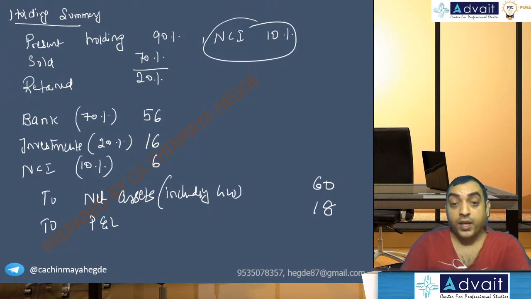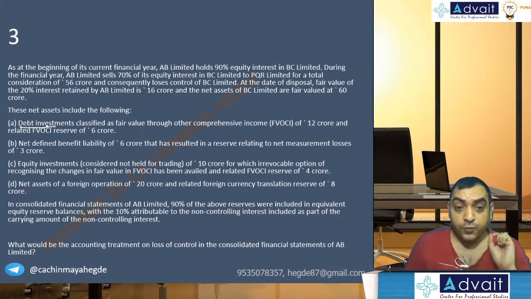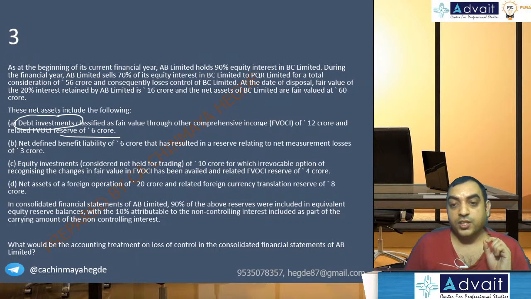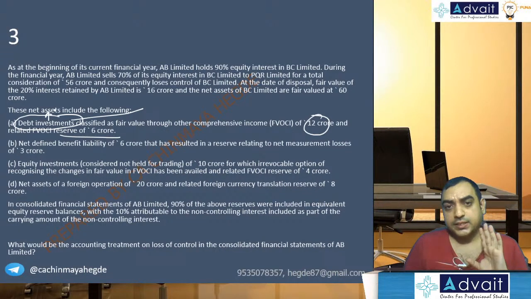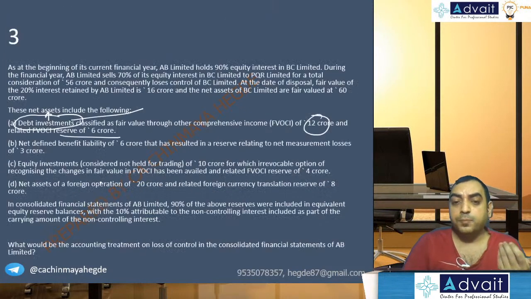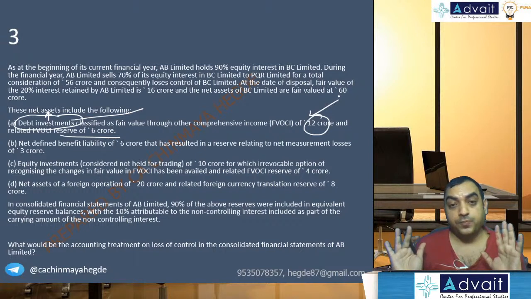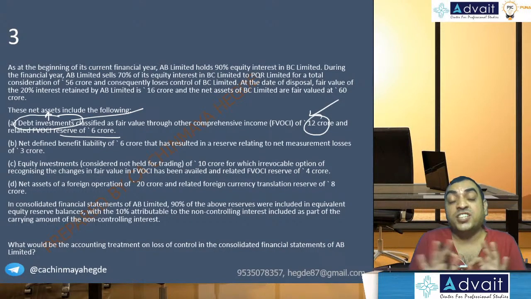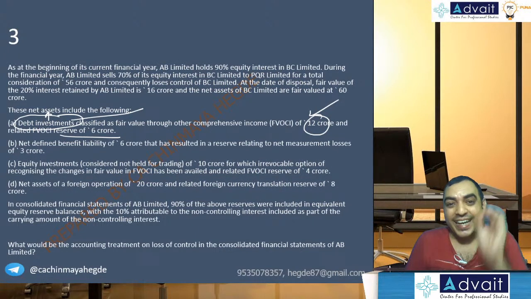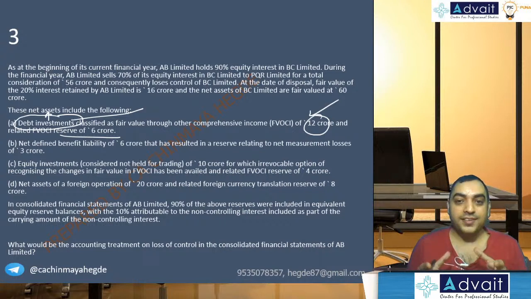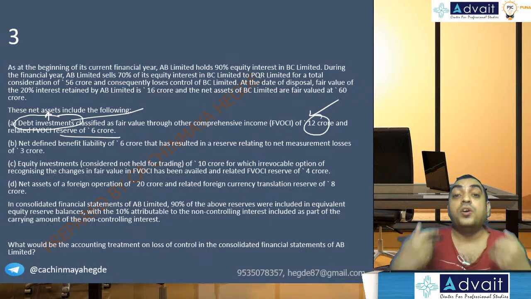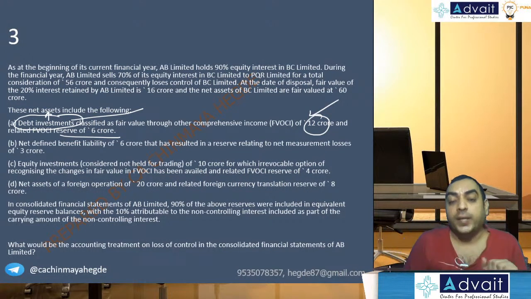Now let us take one by one adjustments. Debt investments classified as fair value through other comprehensive income of 12 crores, related FVTOCI reserve of 6 crores. This is debt investments, 12 crores. Investments in the nature of debt of subsidiary company, and that is part of net assets. Net assets anyway we have derecognized. That means this 12 crore is closed. You don't have to pass an entry for debt investments. That is part of net assets. Net assets is derecognized. Therefore, the debt investments is also derecognized. Derecognized in the sense it is sold.